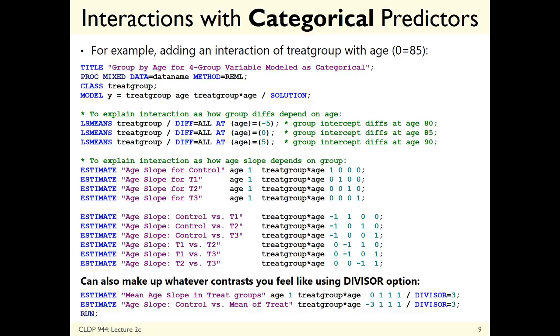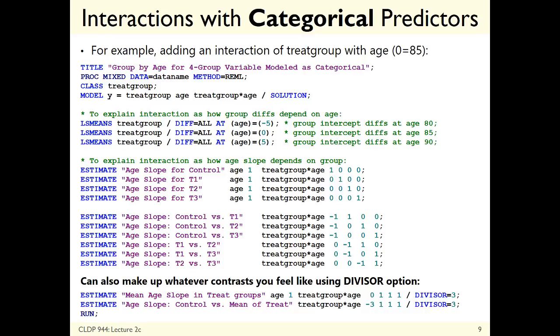I can no longer say, are the groups different? I have to say, at what age are the groups different? Because group interacts with age. So I have the same idea of LS means group difference equals all of them, but now I'm making it conditional at the centered ages. So the first line gives me group differences specifically among 80-year-olds. The second line gives me group differences among 85-year-olds, which is what I would get on the default output because that's where age is 0. And then the last line gives me age 90.